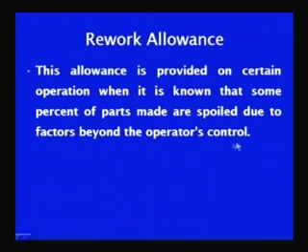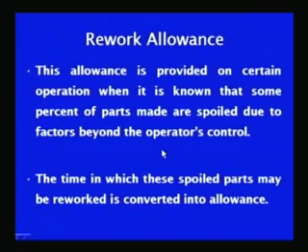So, under these circumstances, where some of the qualities are very difficult to achieve, or the systems are such that some of the work products are going to be rejected, under those conditions the rejected works or products will be reworked by the operator. So, whatever time is taken to rework those rejected products is allotted as a rework allowance. So, the time in which the spoiled parts are reworked is converted into the rework allowance.